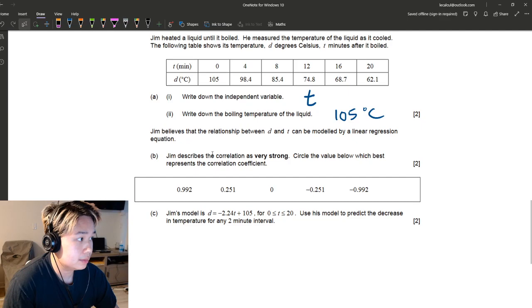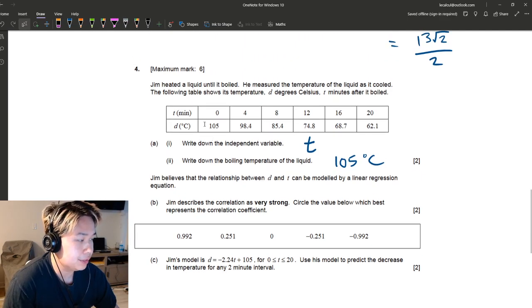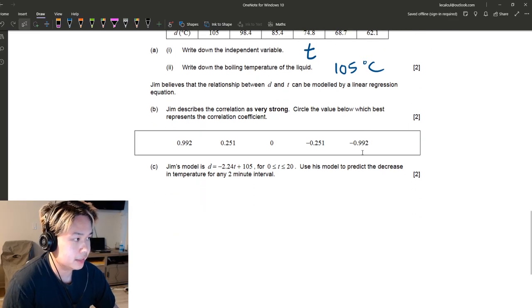Now, to determine whether it's negative or positive depends on whether your correlation is increasing or decreasing. So as time goes on, your temperature is cooling off. So that's a decreasing correlation. So we should be choosing the negative one.